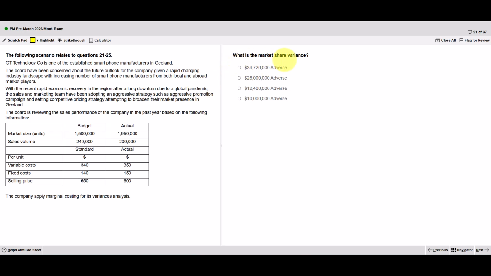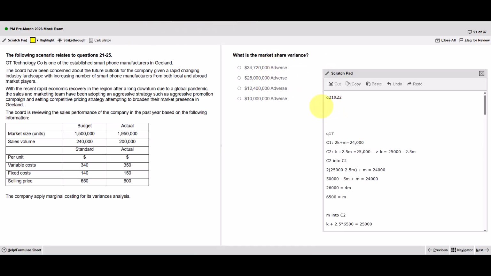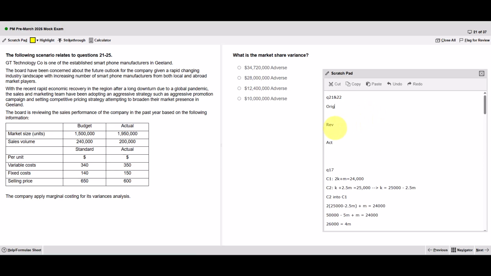But what I would say is if you see a market share variance, just check to see if there is also a market size variance. Similarly, if you see a mix variance, see if there's a yield variance, and we can see there is both market size and market share. If we've got market size and market share, we can use the same template for both. So a market size variance compares an original figure with some sort of revised figure, and a market share compares the revised with the actual.